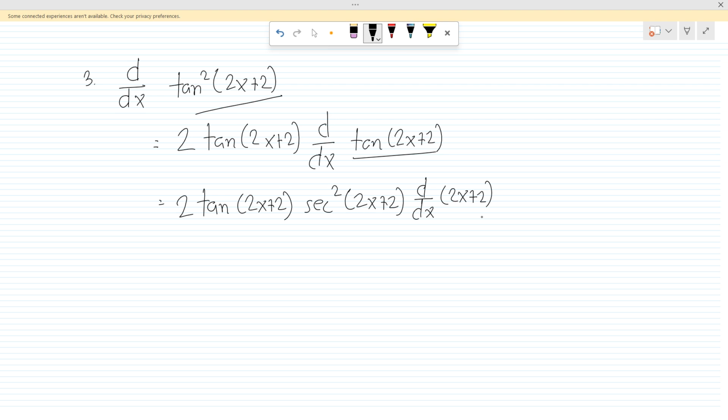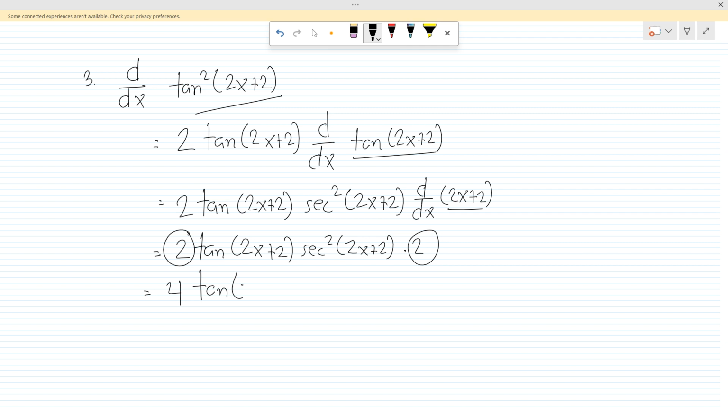So, it means you are just going to follow the formulas that are given to you. Okay, so we have here 2 tangent of 2x plus 2. Then we have here secant squared of 2x plus 2. What is the derivative of 2x plus 2? 2. Basically, 2. So, we have here 2 times 2, so we have here 4 tangent of 2x plus 2, then secant squared of 2x plus 2. So, this would be our final answer.